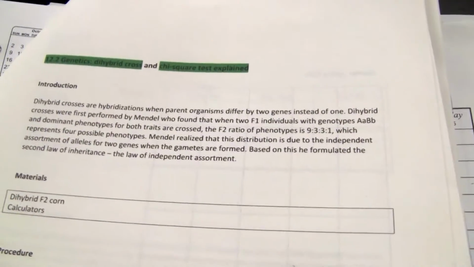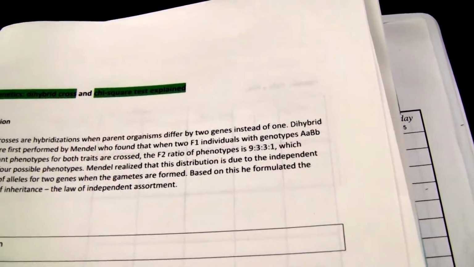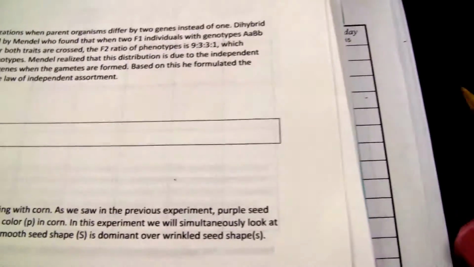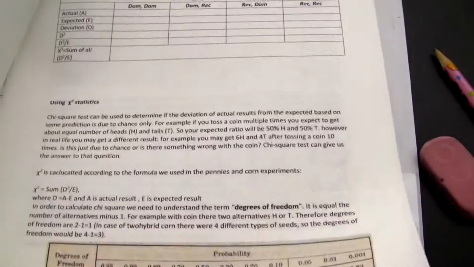So now we're at the 12.2 genetics hybrid cross and chi-square test explained. And this thing is longer than a mug. And mugs are long. Look at all this.